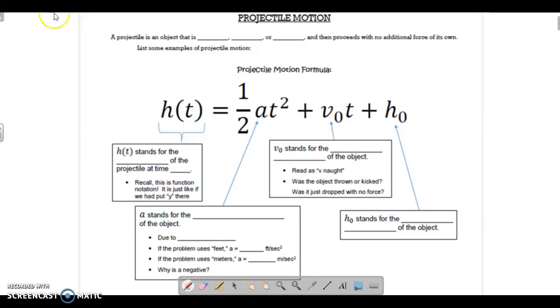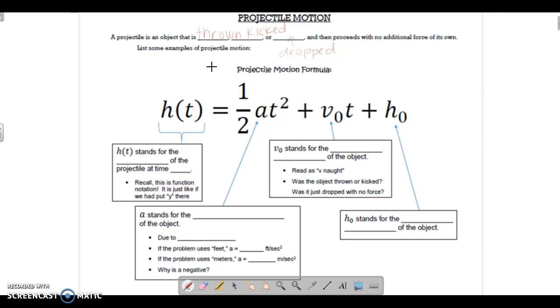A projectile is an object that can be thrown, it could be kicked, it could be shot out of a cannon, it could be anything that basically proceeds with no additional force on its own. Another thing that you're going to see a lot in this particular unit is something just being dropped. So anything where it's continuing without like an engine to keep it going on its own.